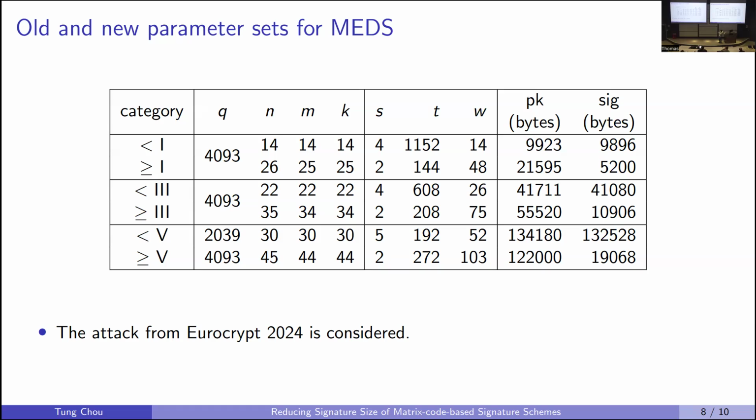And the thing you should notice is that for these new parameters, n, m, and k are much larger. This is because we want to defend against the new attack. As a result, the public key size also increases for level 1 and level 3. But because the new Sigma protocol is so strong, even with this increase of parameters, we are still able to achieve much smaller signature sizes.